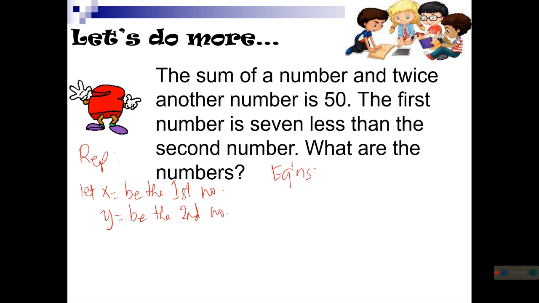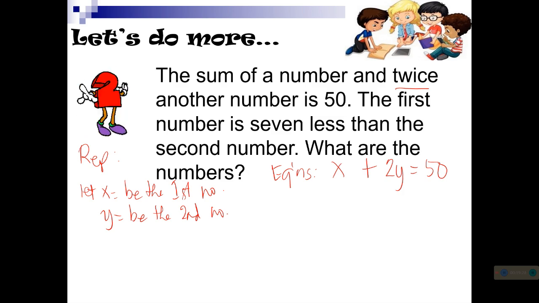So let me write here on the right side. We have the sum of a number, which is x, and twice another number. So another number is y, twice of it is 2y, equals 50. So that's why we have here x plus 2y equals 50. Any question? Okay, so let's have the second equation.